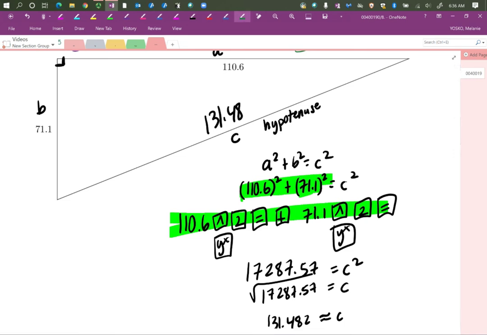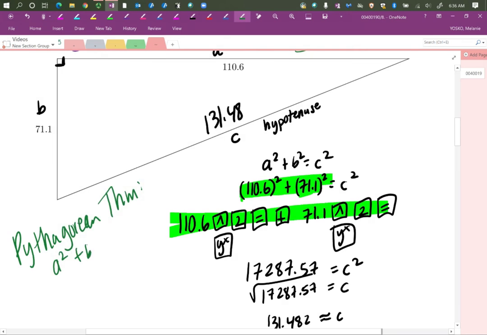So in summary, the Pythagorean theorem is a squared plus b squared equals c squared, but c is the hypotenuse every single time. Okay?